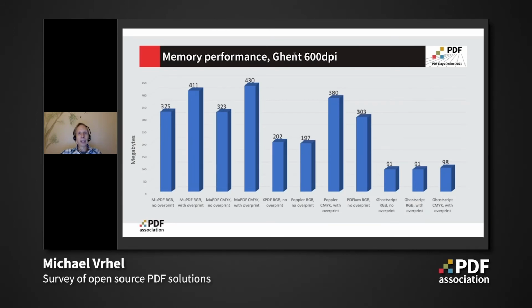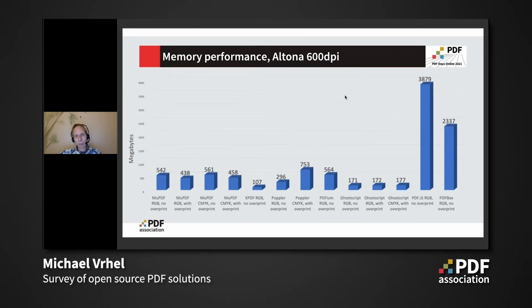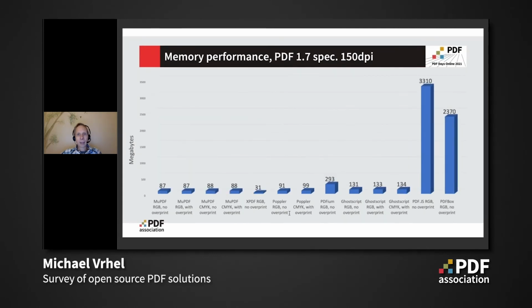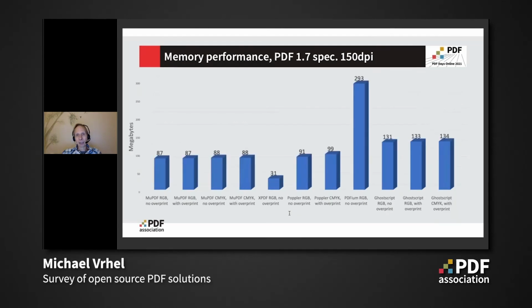This is on the Ghent file at 600 dpi. If I look at the Altona file, again, the virtual machines are out there, so we'll zoom in to the other content. And interestingly, for some reason, Xpdf suddenly started to excel on the Altona file. I'm not sure why. And then you have Goscript and the others. With the PDF with the text-based spec, again, zoom in, and this is where it gets interesting.